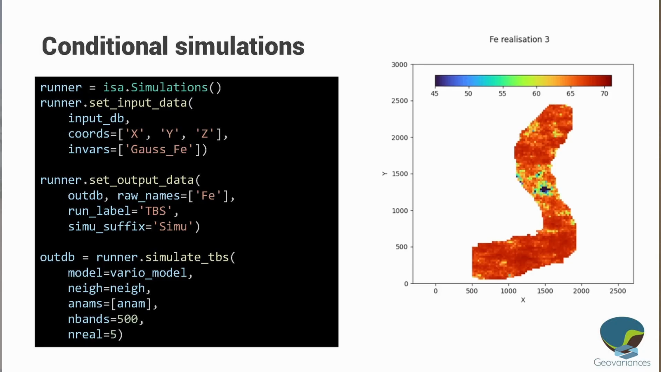Conditional simulations are a little bit more complicated. We now have to manage the Gaussian transforms as well. And again, that's a little bit hidden on this slide. You have to do all of the steps. It's not magic. The example in this slide is doing turning bands, but we also have support for sequential Gaussian and SPDE.